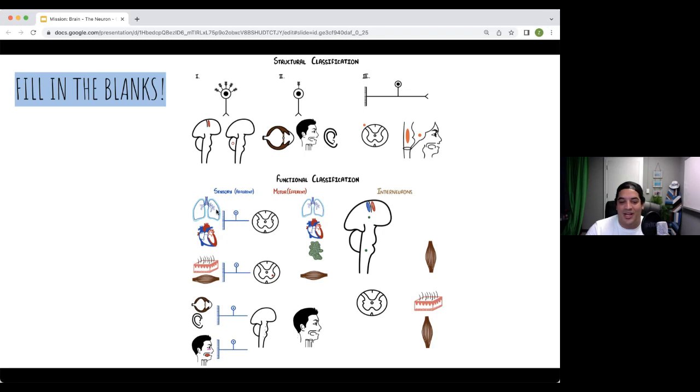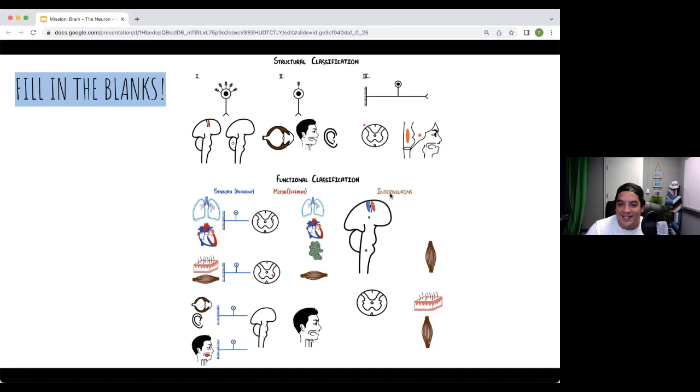So again, I like to remember general. You have your general visceral afferent, general somatic afferent, special sensory afferent, and then your special visceral afferent. For the efferent side, it's the general visceral efferent, general somatic efferent, and then special visceral efferent.